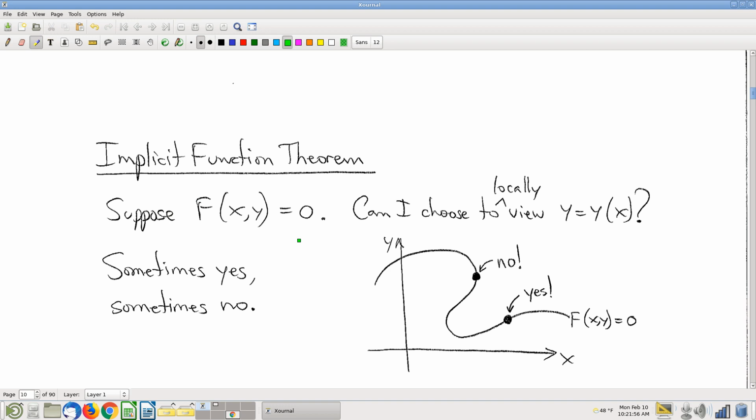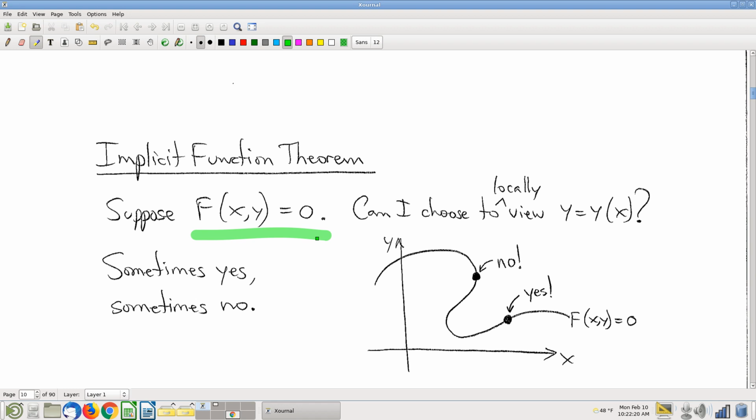Can you choose, and I emphasize choose, to view y as a function of x? Let me point out why it is important that I talk about this being a choice. Because that's certainly not how it was given. The way y is given, it's an input variable. F is a function of two independent input variables, x and y.